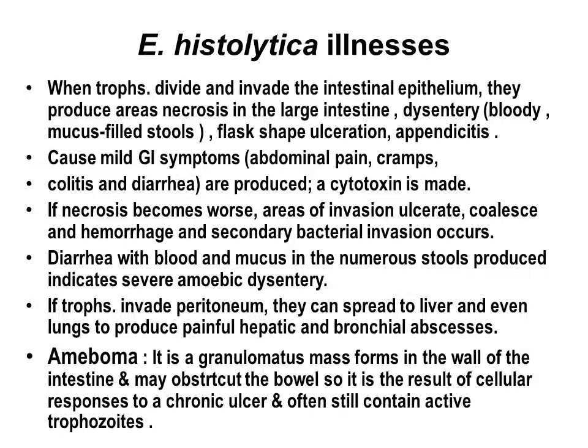Entamoeba histolytica illnesses. When trophozoites divide and invade the intestinal epithelium, they produce areas of necrosis in the large intestine, dysentery, which is bloody, mucus-filled stools, flask-shaped ulceration, and appendicitis. They cause mild GI symptoms, abdominal pain, cramps, colitis, and diarrhea, and a cytotoxin is made.